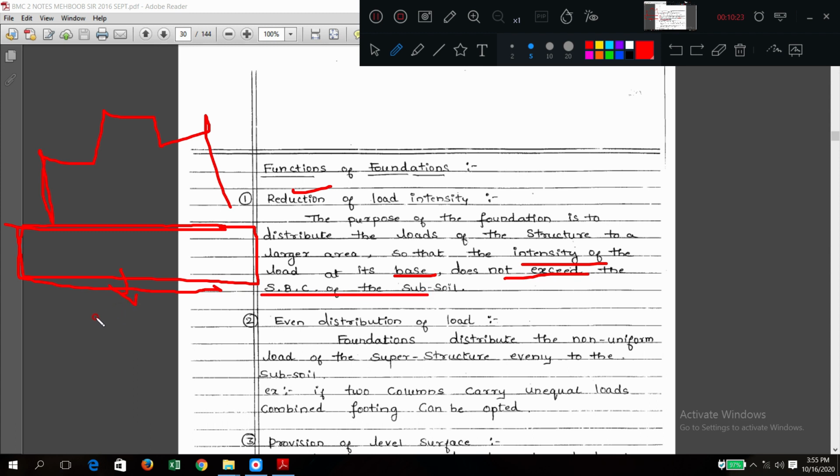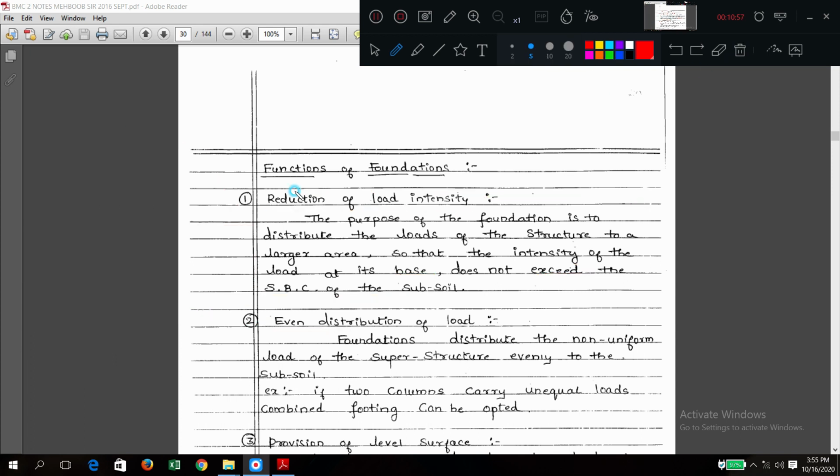So whatever load intensity is there, in kilonewton per meter square, that will be within SBC. That is the meaning here. So the first function, you understand, is that it will reduce the load intensity by taking it into a larger area. Next, even distribution of the load. The foundation distributes the non-uniform load of the superstructure to the subsoil.